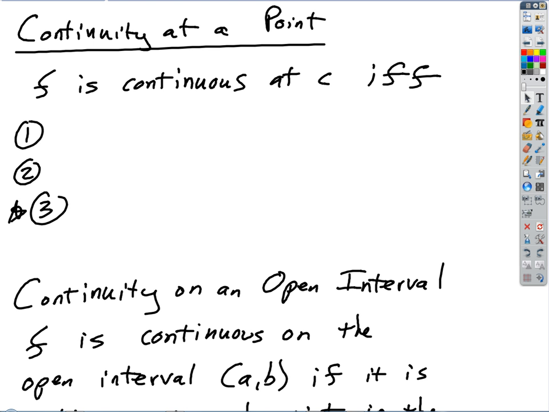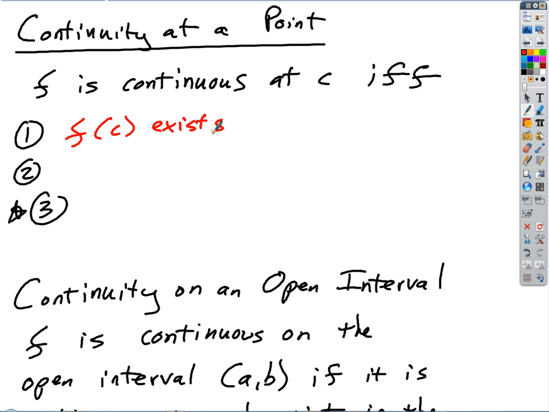We said, okay, so continuity at a point. A function f is continuous at the point c if what? First of all, the function exists. f of c exists, so the function is defined at c. That has to be true. What else had to happen? The limit must exist. The limits had to exist, right?